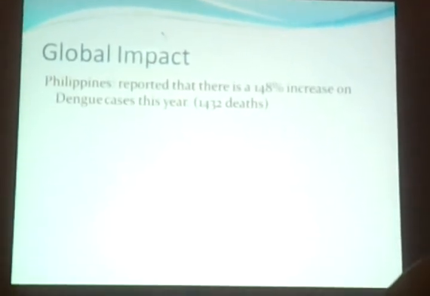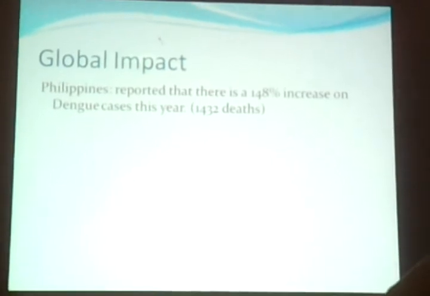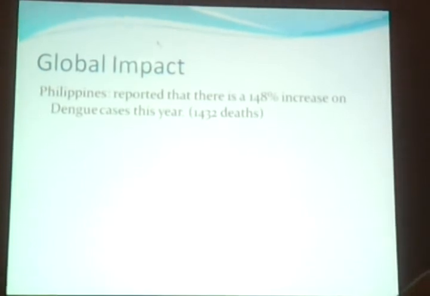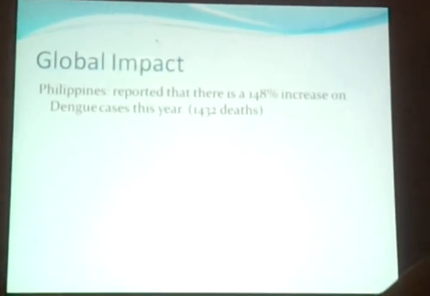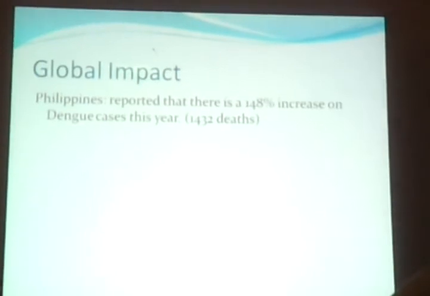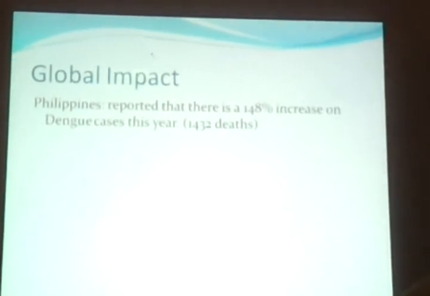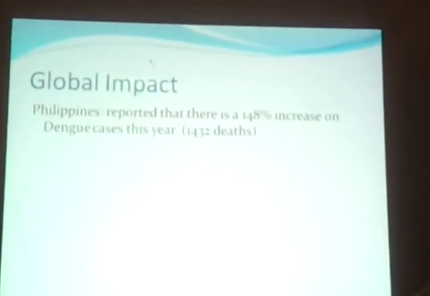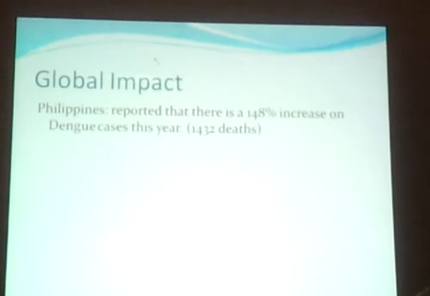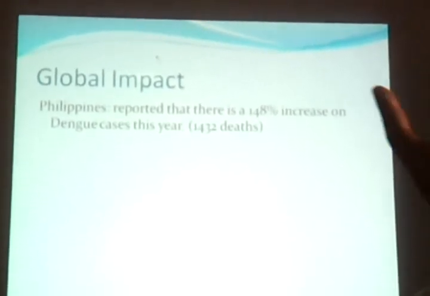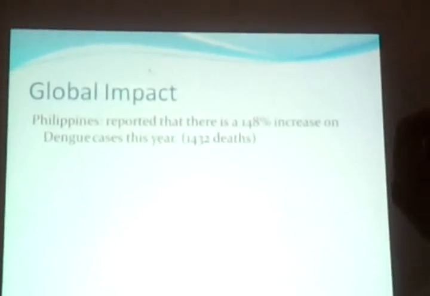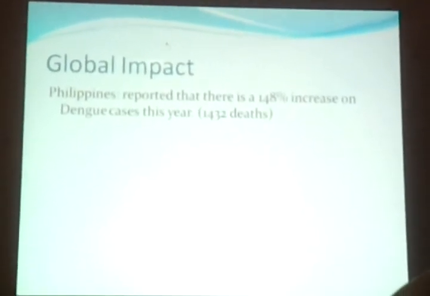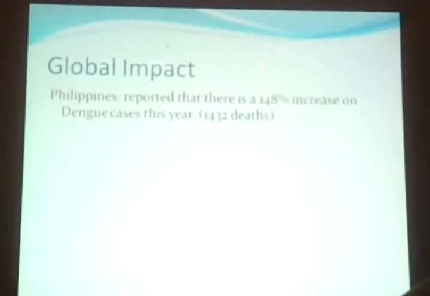Global impact. The Philippines reported a 148% increase in dengue cases last year, sorry, not this year. Last year, 2011, which resulted in 1,432 deaths in Manila in July alone. In, I guess, 3 regional hospitals, these 1,432 deaths are only for 1 week. So the magnitude is very alarming, a 148% increase. Out of 1,432 deaths, 80% of them are children.